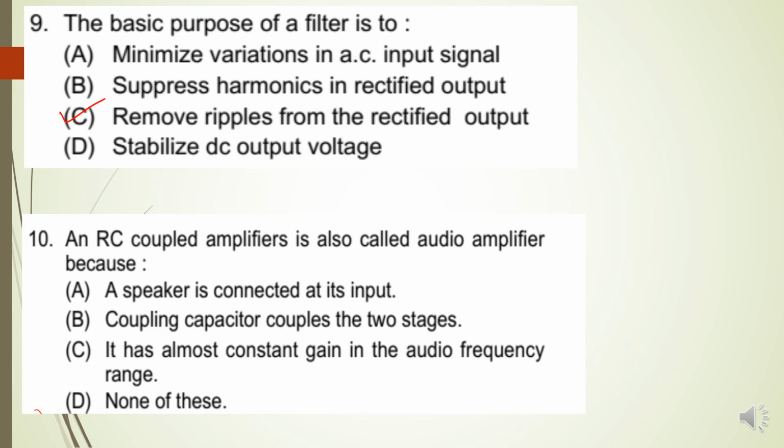Problem 10. The RC coupled amplifier is also called an audio amplifier because: A. a speaker is connected at its input, B. a coupling capacitor couples the two stages, C. it has almost constant gain in the audio frequency range, D. none of these. The answer is C: it has almost constant gain in the audio frequency range.